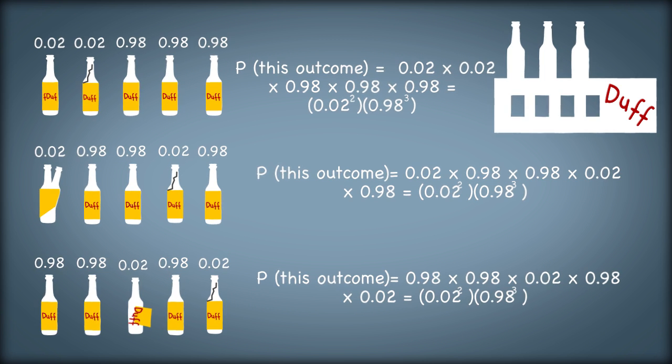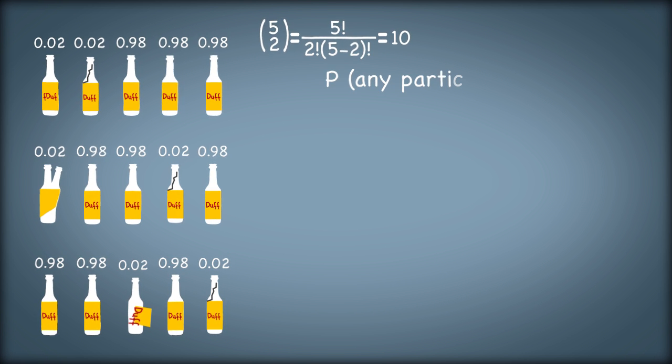We can enumerate all these possibilities, but we're better than that. We know some counting functions. How many ways are there to choose two defective bottles out of 5? The answer, of course, is with the combination function from counting. 5 choose 2 is 10. The probability of each of those 10 possible outcomes is 0.02 to the 2 times 0.98 to the 3.